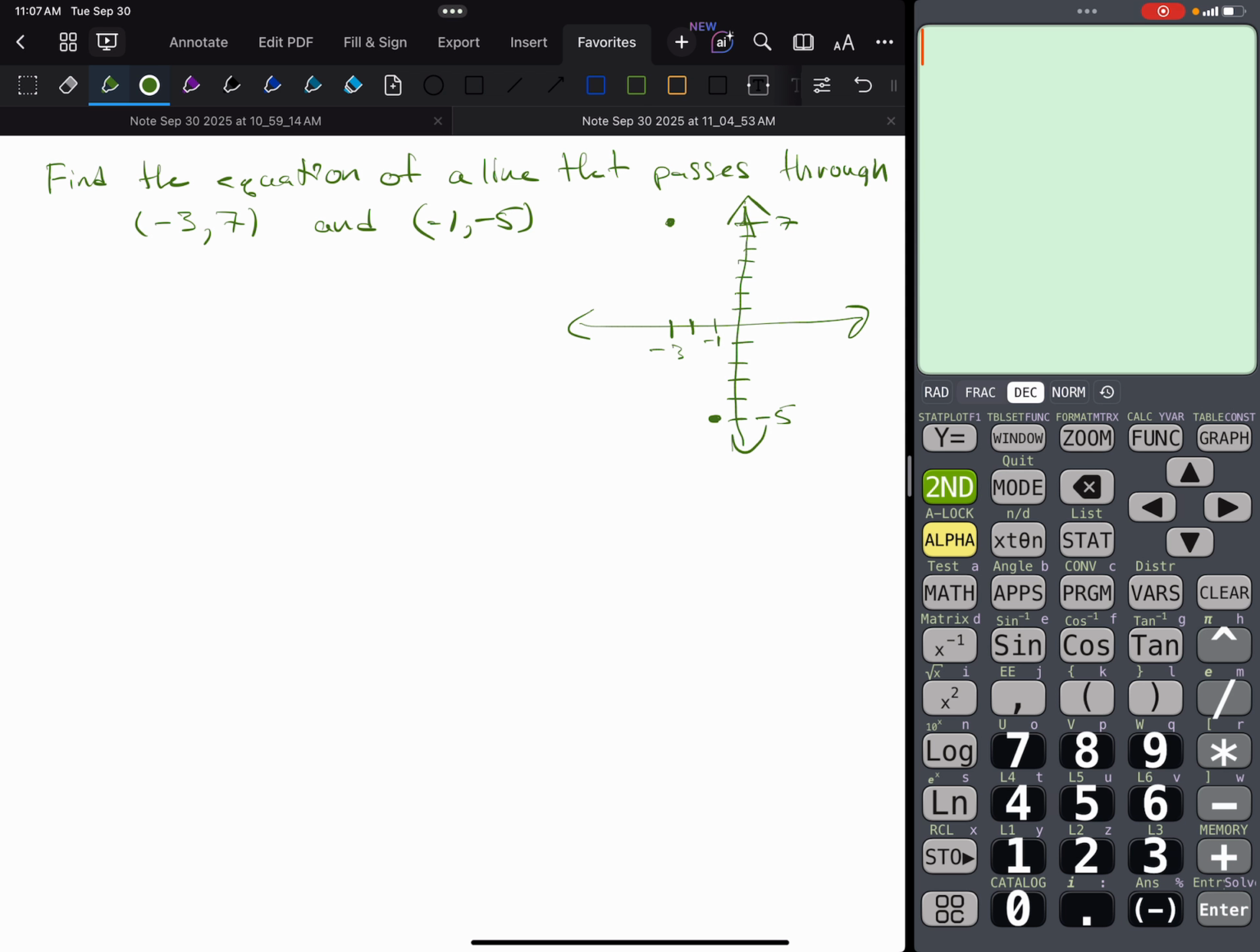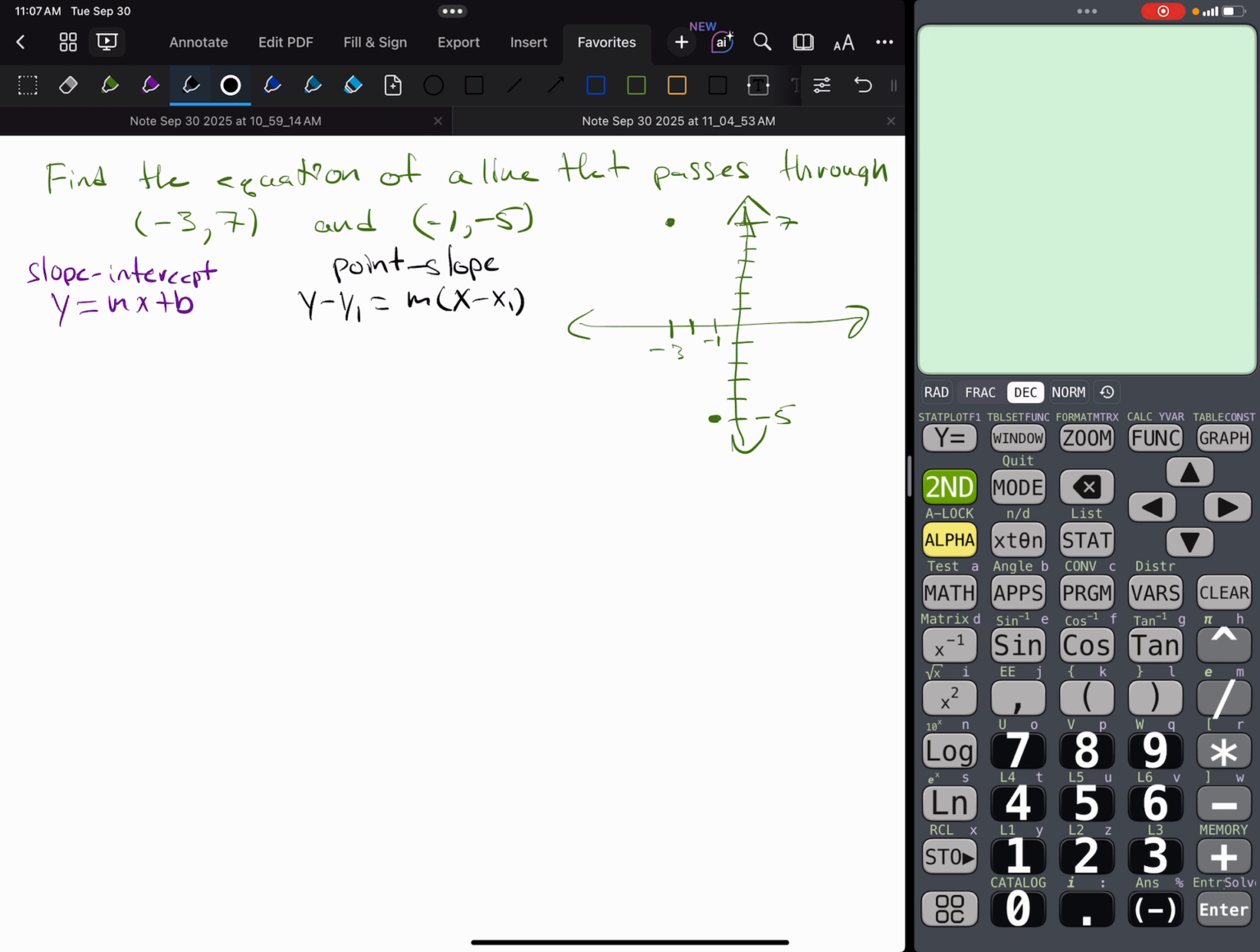Okay, well, what do I need to graph a line? There's two different ways to come up with the equation for a line, two different equations that we could use. We could use y equals mx plus b. That's my slope-intercept form. Or we could use y minus y1 equals m times x minus x1. That's my point slope form.